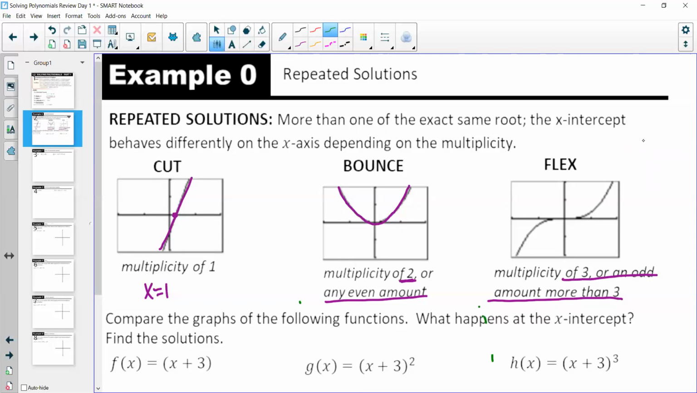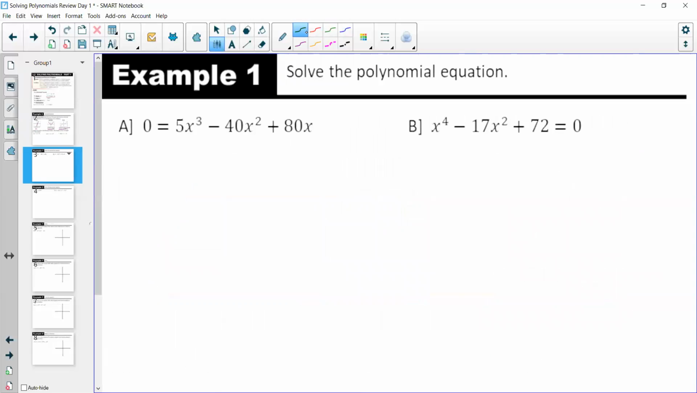Now, what we want to do is use this idea of repeated solutions, things like that, to solve polynomials. So let's take a second to solve these polynomials. Now remember, every time we solve a polynomial, the very first thing we want to do is factor out the greatest common factor. So let's take a look at this first example here. I'm going to factor out our greatest common factor, and in this case, that's going to be 5x. So I factor out 5x, and I get x squared minus 8x plus 16. Okay, so then our second step is to try to factor. So we want to ask ourselves, does what's left over factor?